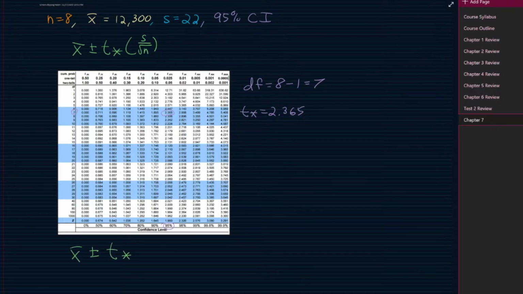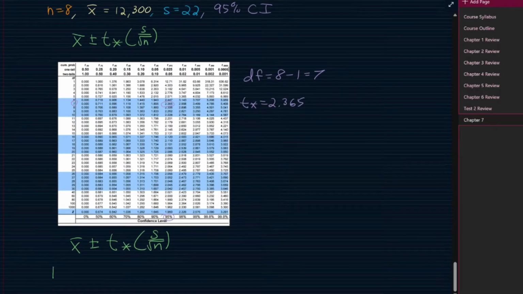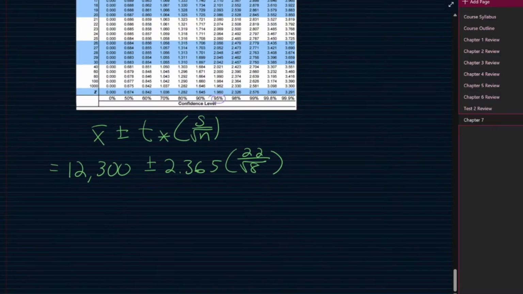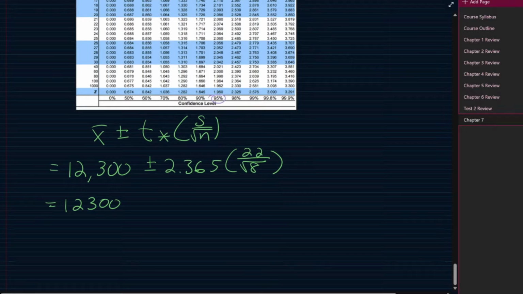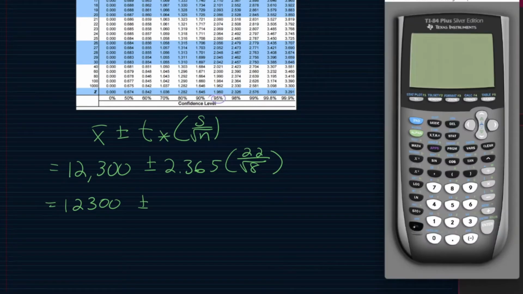So this gives us 12,300 plus or minus 2.365 times 22 over the square root of 8. Okay, so 12,300 plus or minus 2.365 times 22 over the square root of 8. That's 18.395.